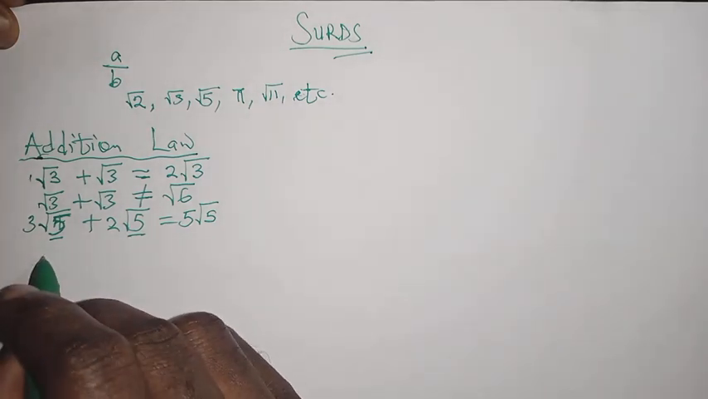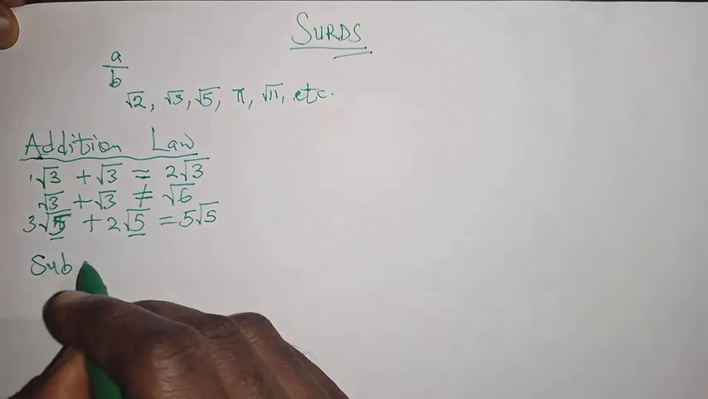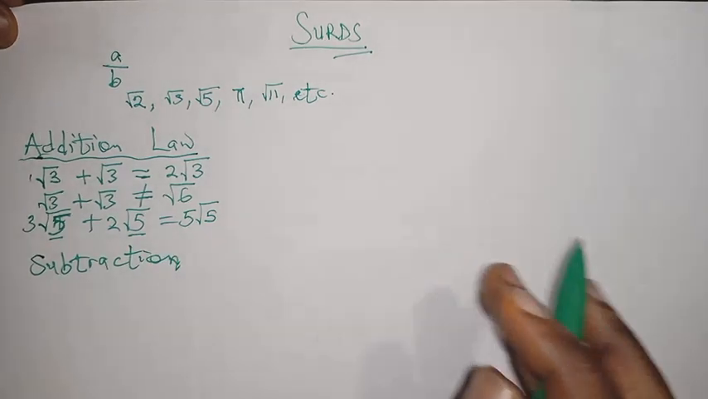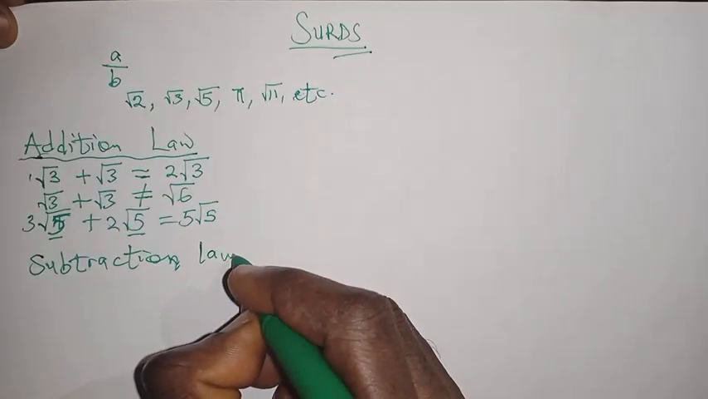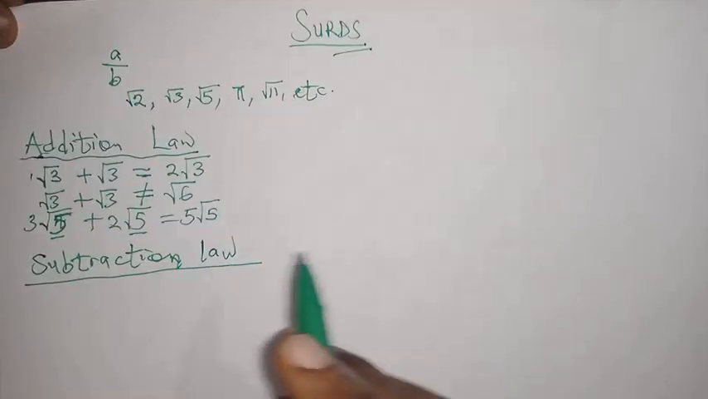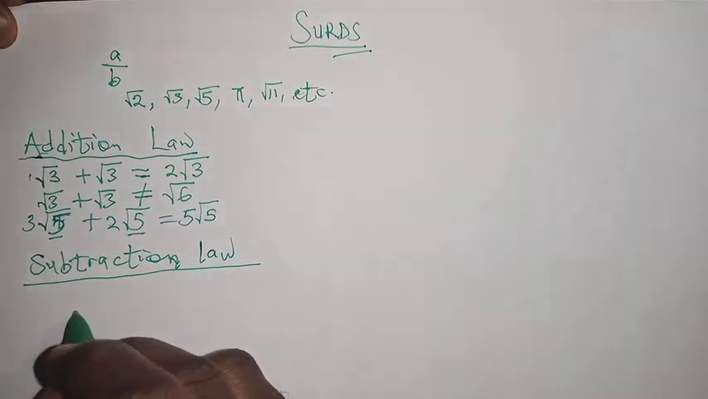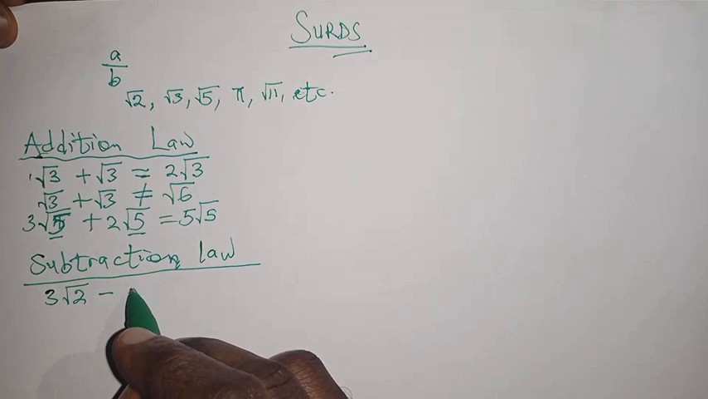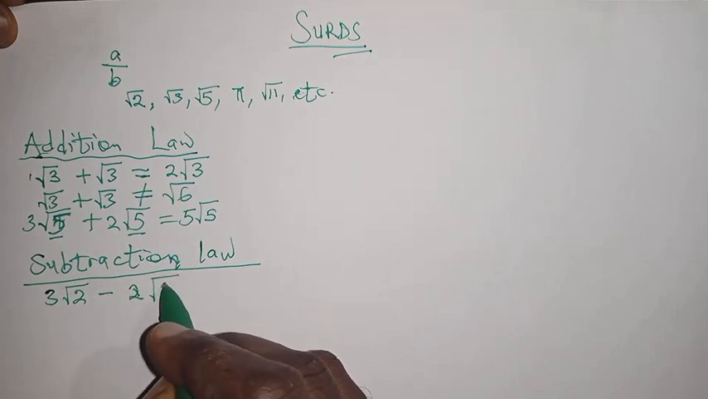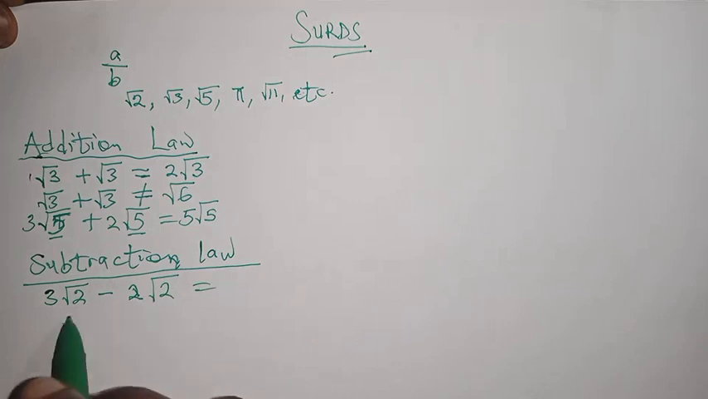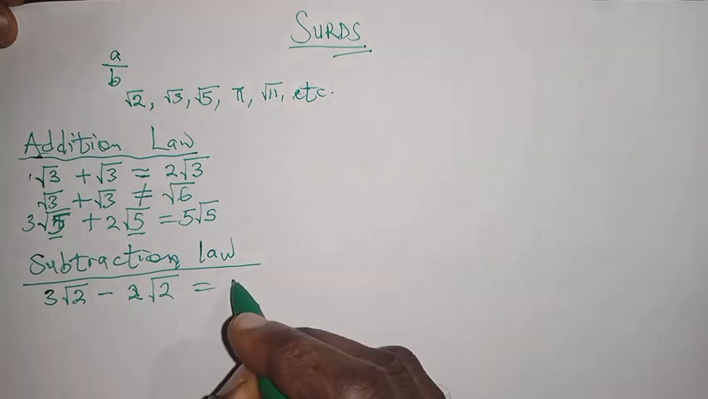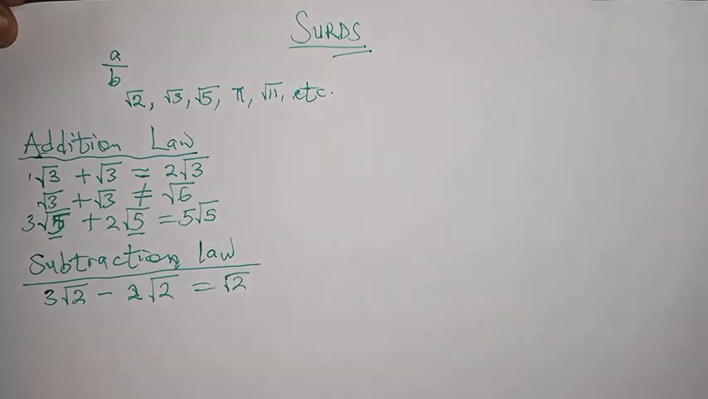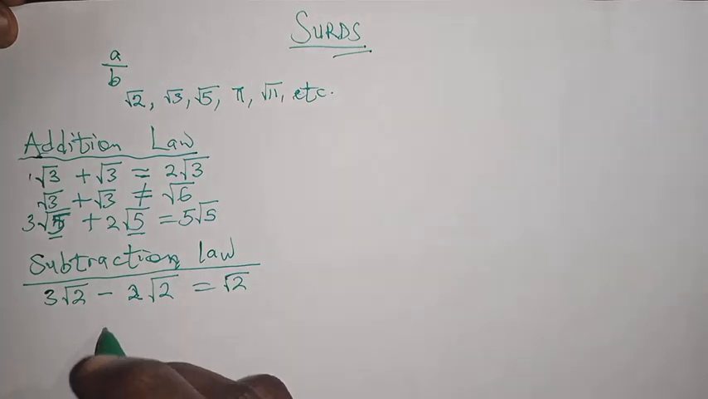Then quickly we're going to go to the subtraction law. The subtraction law is very similar to the addition law. It says that if we have 3 root 2 minus 2 root 2, as long as they've got the same surds, we simply subtract the numbers outside. So that gives us root 2. Of course, 1 root 2, but we don't necessarily have to write the 1.